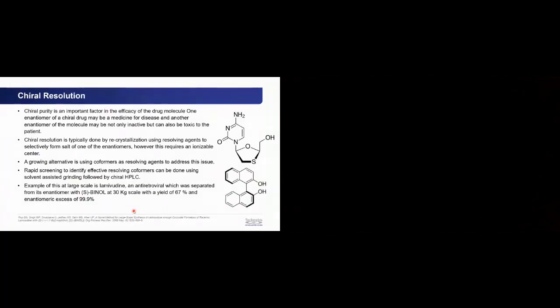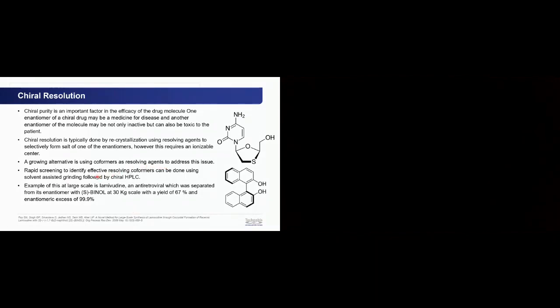And then finally, chiral resolution. Chiral purity is an important factor in the effectiveness of a drug, where one enantiomer can be medicine for a disease and another one can be, in fact, toxic to a patient. Chiral resolution is typically done either through the chemistry or through recrystallization using resolving reagents, and these are typically salts. However, if you don't have an ionizable center, you can't really go through this route.